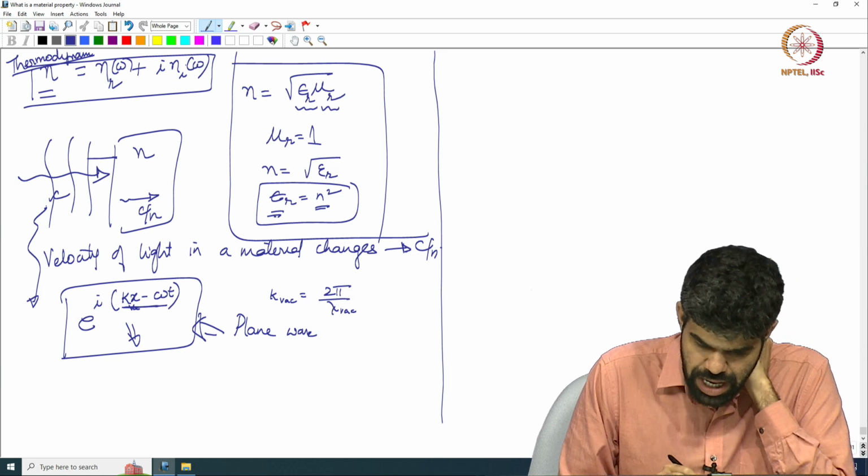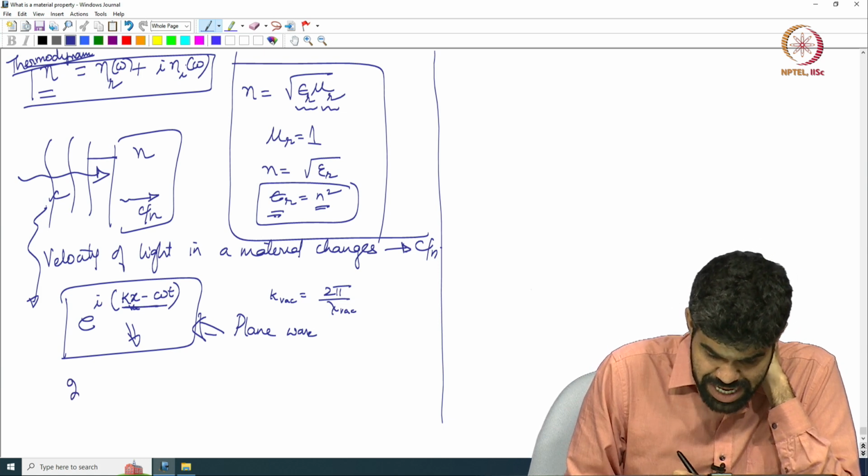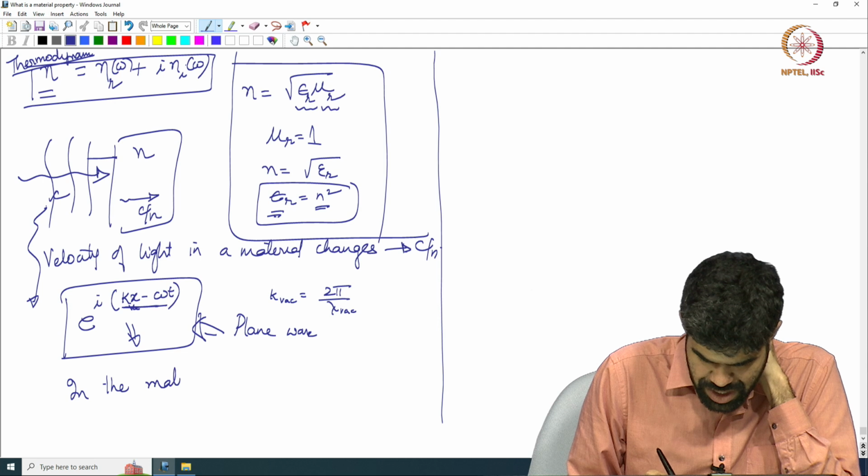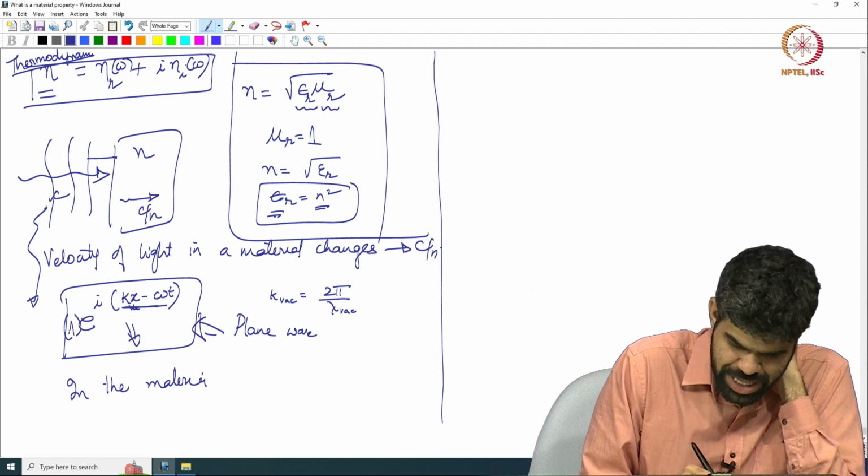Okay, now in the material, there is some amplitude, so I am ignoring the amplitude.